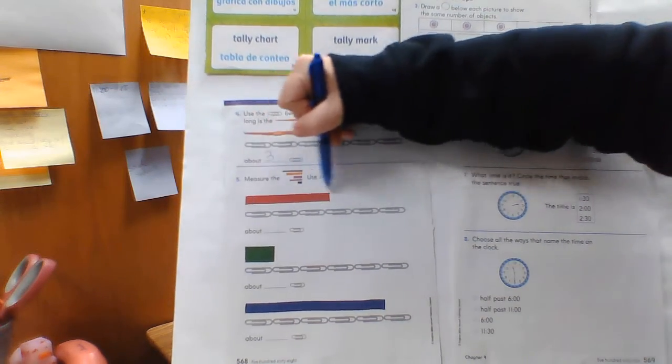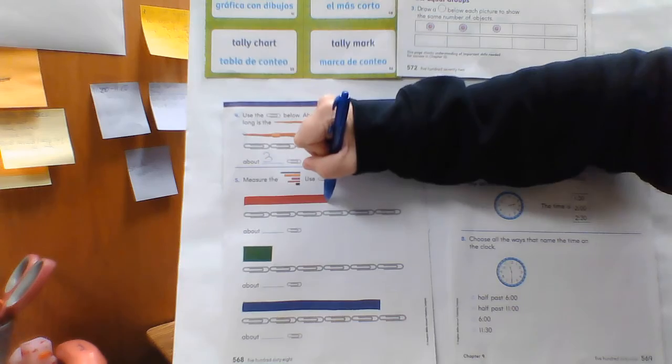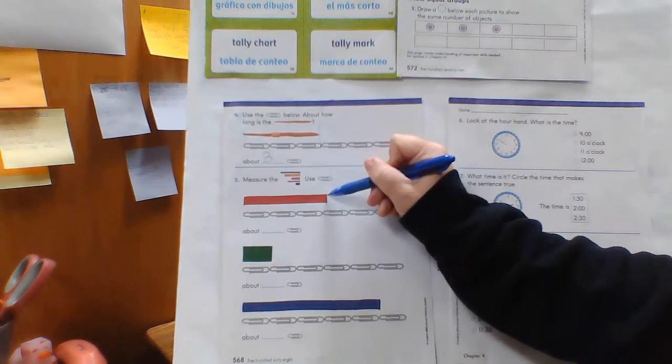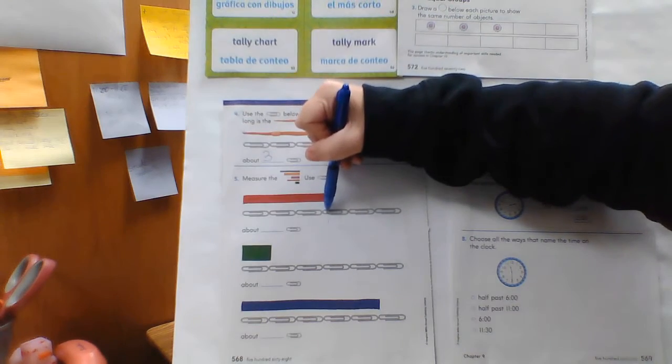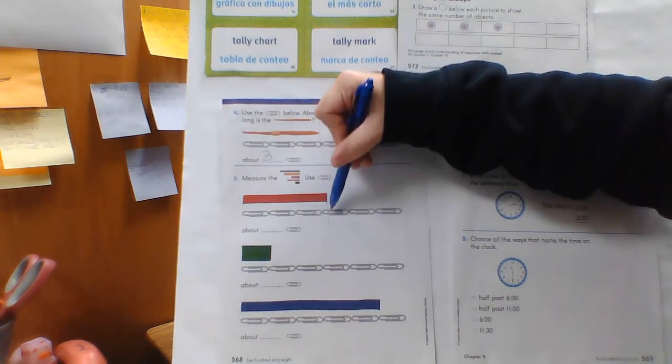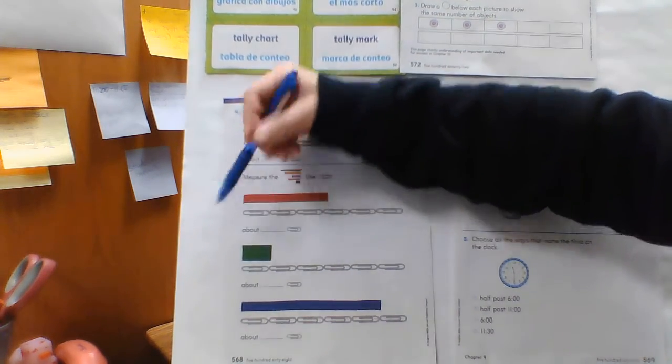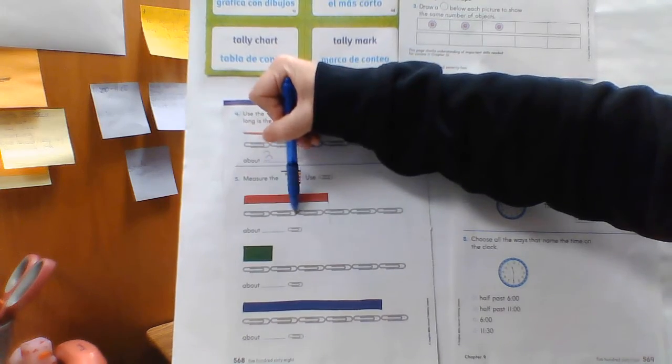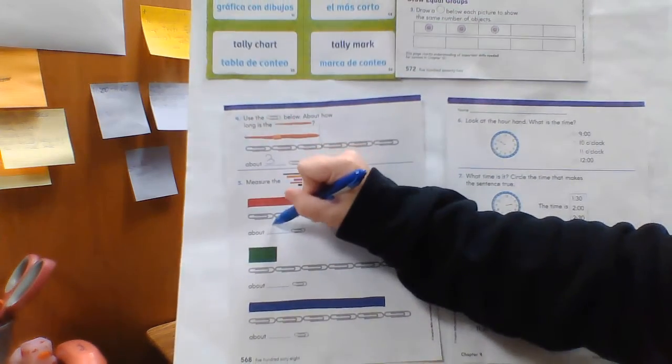Number 5, measure the ribbon. Use paper clips. So we're going to go all the way to the end. I'm going to draw a line. I see that there's a little bit more here, but it's not all of it. So I'm just going to count these here. 1, 2, 3. It's about 3 paper clips long.